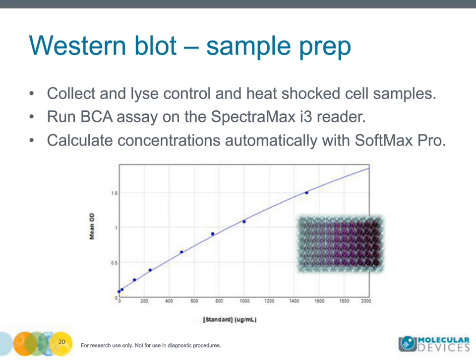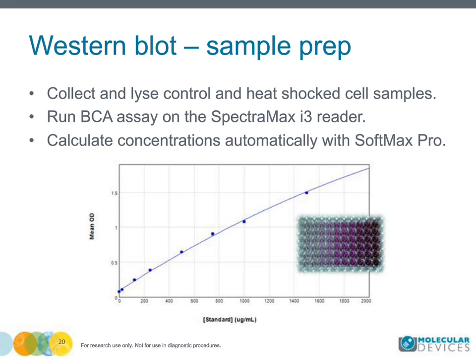So I first wanted to talk a little bit about the Western blot sample prep, because that's another thing that the SpectraMax i3 can assist with. So again, from our 6-well plates, we had collected and lysed some control and heat shock cell samples, ran a BCA protein assay on the SpectraMax i3 reader using its absorbance detection mode, and we were able to calculate the concentrations automatically with SoftMax Pro.